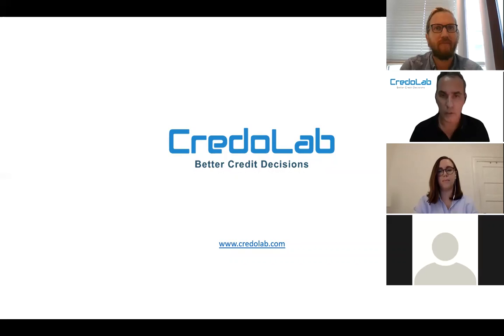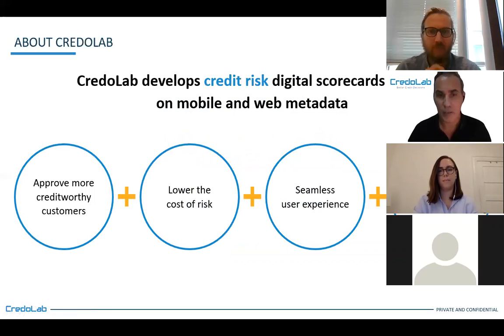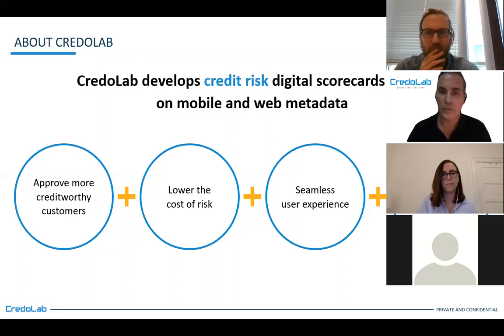So what Credolab does, we help banks make better credit decisions by developing credit risk digital scorecards. We use a very particular source of data: mobile and web metadata that customers generate by simply using their mobile phones. By developing this additional way for lenders to assess creditworthiness of individuals, we help them to approve more customers, to lower the overall cost of risk, while also enabling a seamless user experience. There is no friction added to the process.